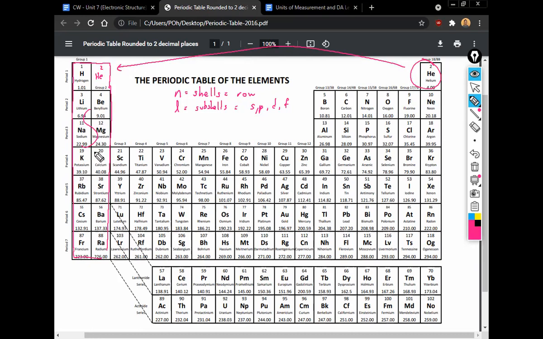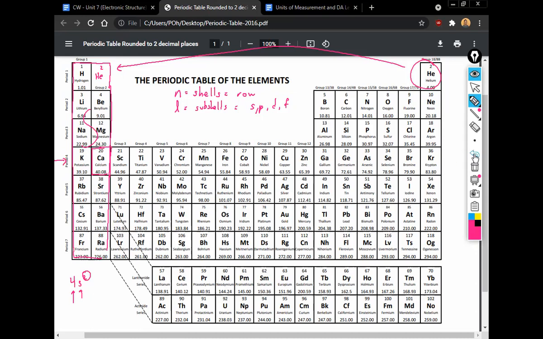So if you notice with calcium, what did we say calcium's final electron configuration was? We said it was 4s2, right? And so if you look at calcium, it's in the 4th row, right? 4. It's in the S subshell because it's in the first 2 columns. And then it's the second box in the S subshell. So that's where we get the 2 from.